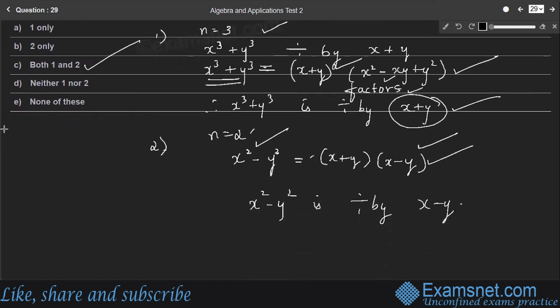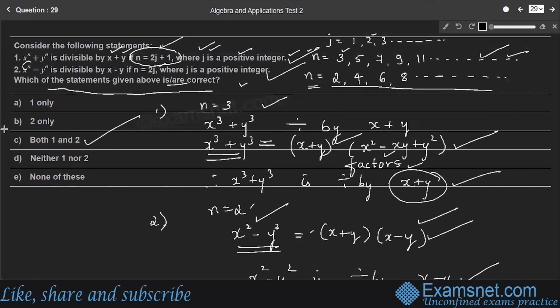Similarly, the second statement, if you consider n as 2, x square minus y square can be written as x plus y into x minus y. Therefore, x minus y is one of the factors of x square minus y square, which is divisible by x minus y. Therefore, second statement is also correct. Hence, option C is the right answer.